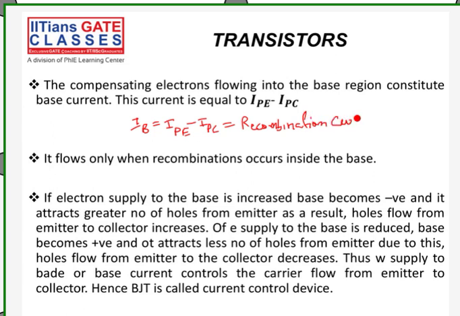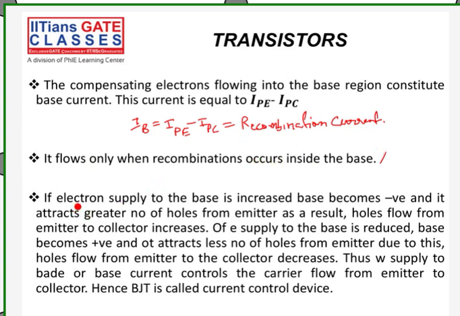Recombination current. Remember, this is the recombination current, and it flows only when recombination occurs inside the base. Now, if there is no recombination, there is no base current, and that cannot be possible. A few recombinations will be there. Because of these few recombinations, there will be a base current. So it flows only when recombination occurs in the base region. That we need to remember.